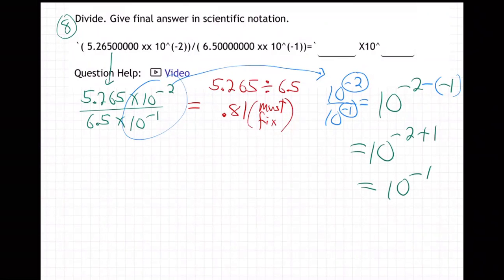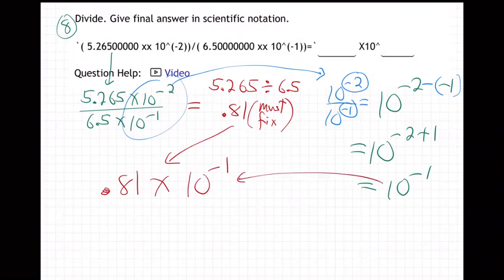All right, so far, what do we have? We have 0.81 times 10 to the minus 1. We good so far? We're not done. We're about halfway done. We have the decimal and we have the power, right? We divided the numbers in the front and we subtracted the powers, because for dividing, we always subtract powers. But we're not done. Do you see why we're not done?